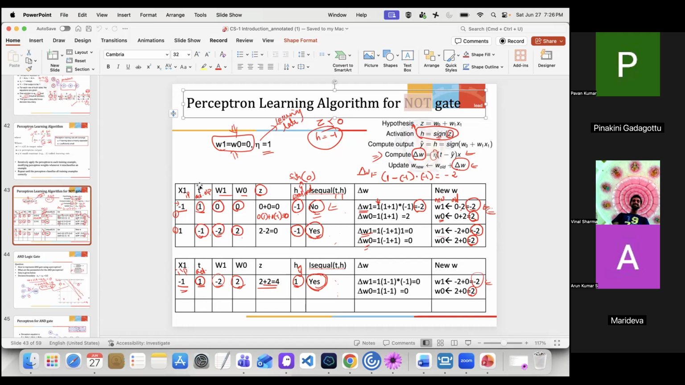The next step is to compute Delta W, which is equal to T minus y hat. Y hat is the prediction, and T is the ground truth. Correct.